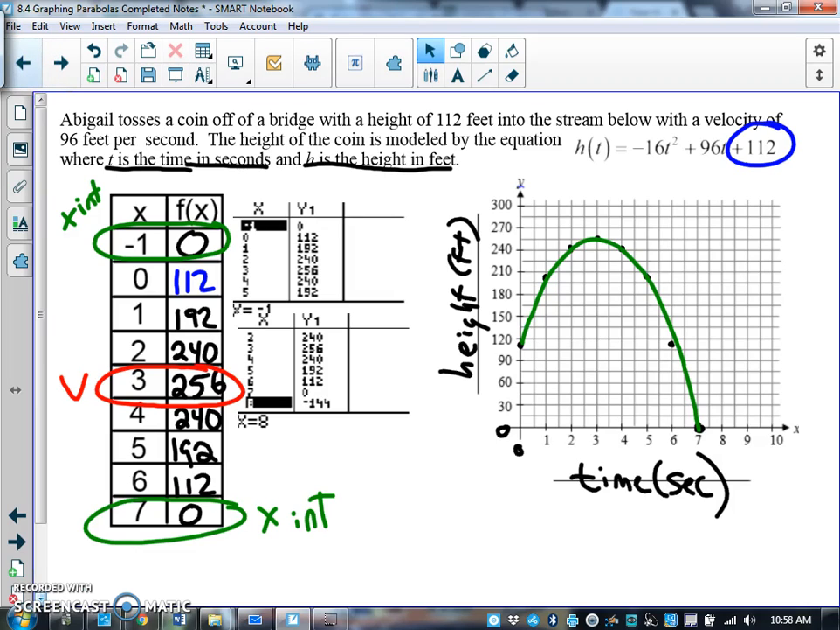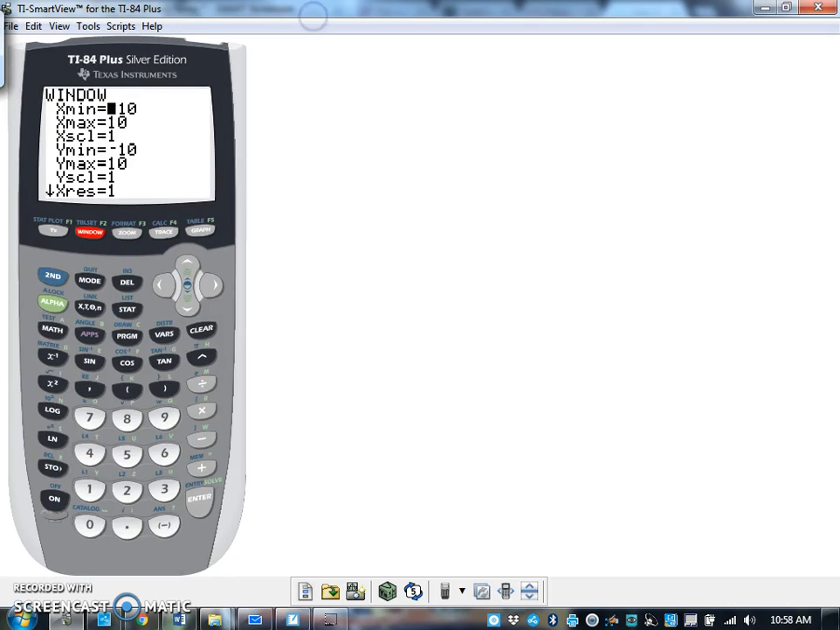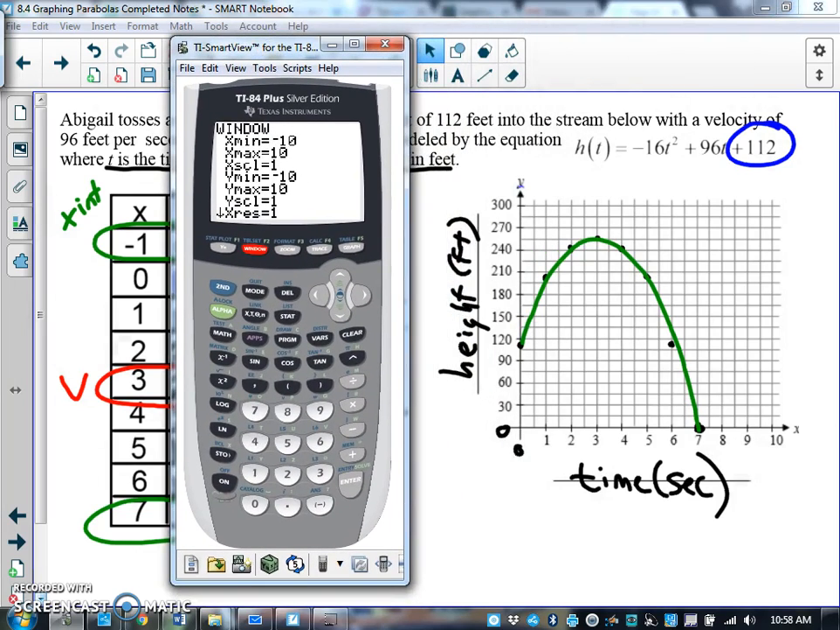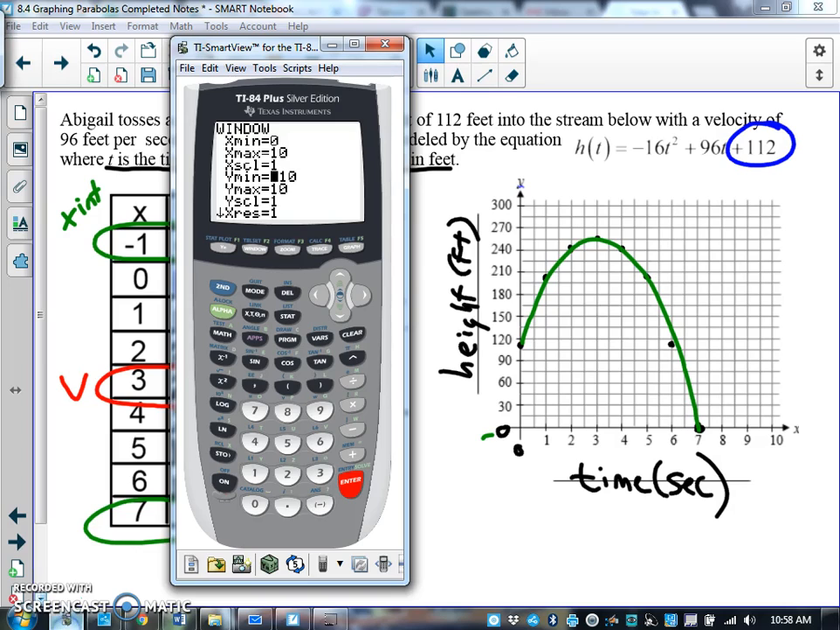If we wanted to, we should also be able to look at a graph on our calculator. And if we set up our windows between 0 and 10 and 0 and 300, we could see that. I'll show you how to do that real quick. If you go to Window, our x-axis goes from 0 to 10, so my x-min is 0, my x-max is 10. My y-minimum is 0. And so I'm going to put 0 here, and my y-max, if I look at my y-axis, is 300.